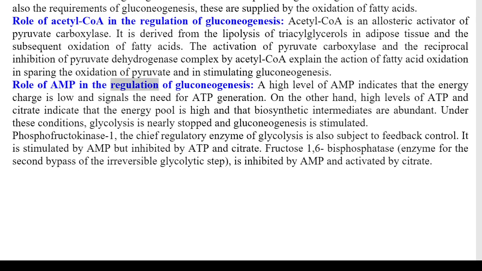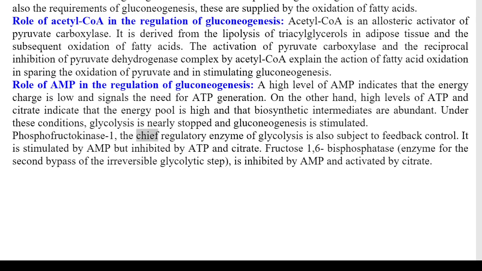Role of AMP in the regulation of gluconeogenesis. A high level of AMP indicates that the energy charge is low and signals the need for ATP generation. On the other hand, high levels of ATP and citrate indicate that the energy pool is high and that biosynthetic intermediates are abundant. Under these conditions, glycolysis is nearly stopped and gluconeogenesis is stimulated.